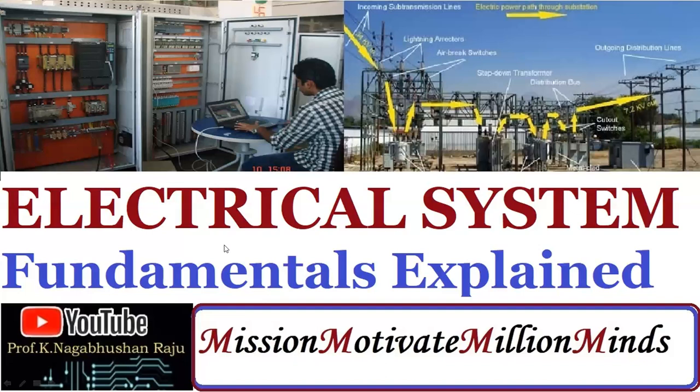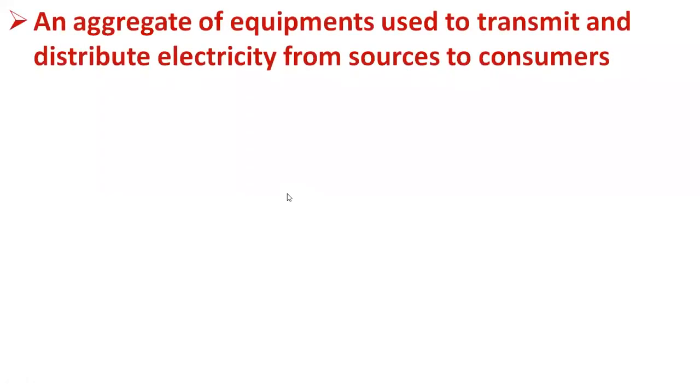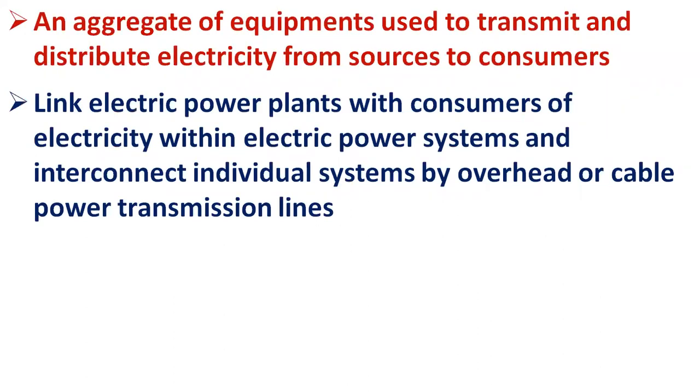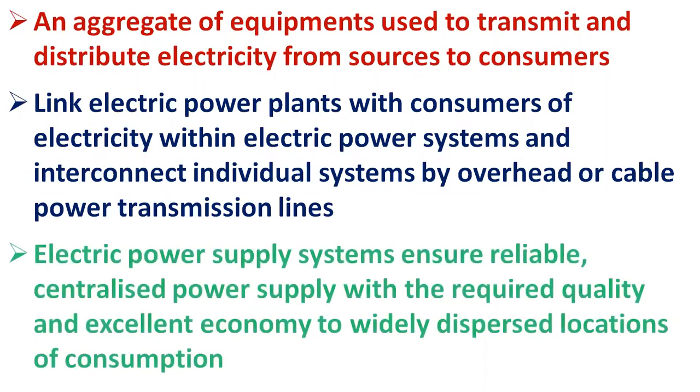As we all know, an electrical power system is an aggregate of equipment used to transmit and distribute electricity from sources to consumers. General purpose power supply systems transmit and distribute approximately 90% of the total electricity generated. They link electric power plants with consumers of electricity within electric power systems and interconnect individual systems by overhead or cable power transmission lines. Electric power supply systems ensure reliable, centralized power supply with the required quality and excellent economy to widespread, dispersed locations of consumption.